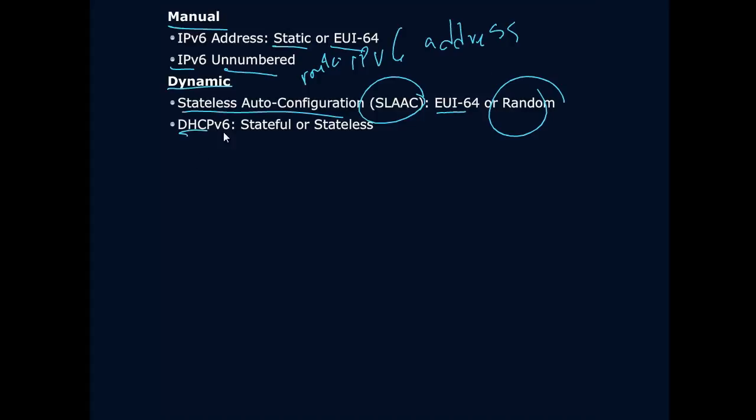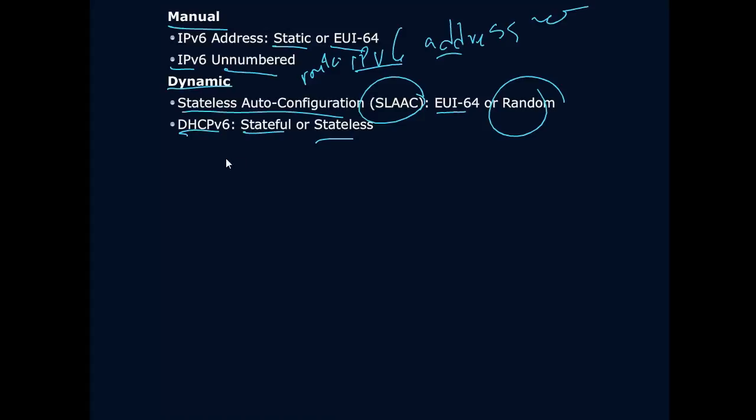Or we can use DHCPv6, so version 6 of this, in a stateful or stateless configuration. We'll give you more on that in a little bit. But these are the ways that we can do an assignment here. So manual with the static or EUI64. Remember, on a router, that's an IPv6 address command with our address at the end there. So lots of ways to do this in our environment.